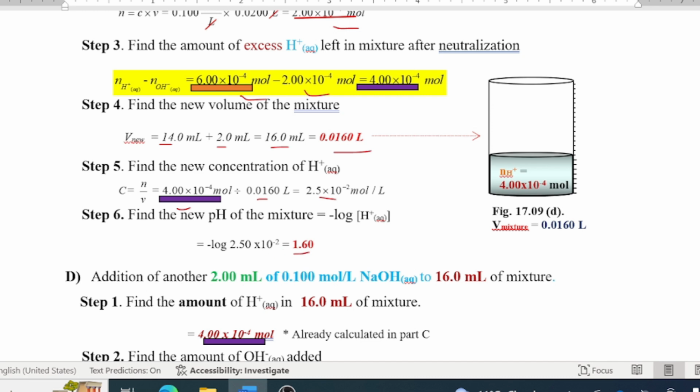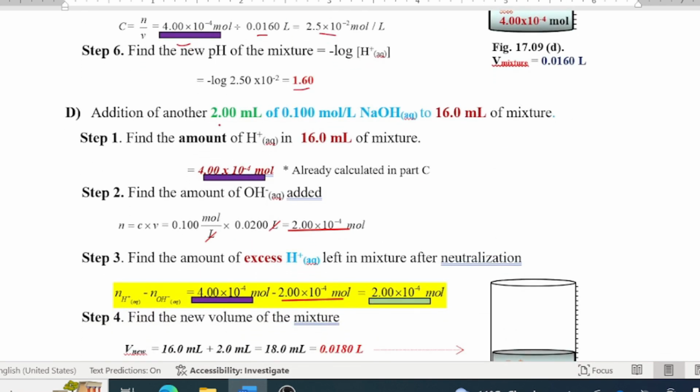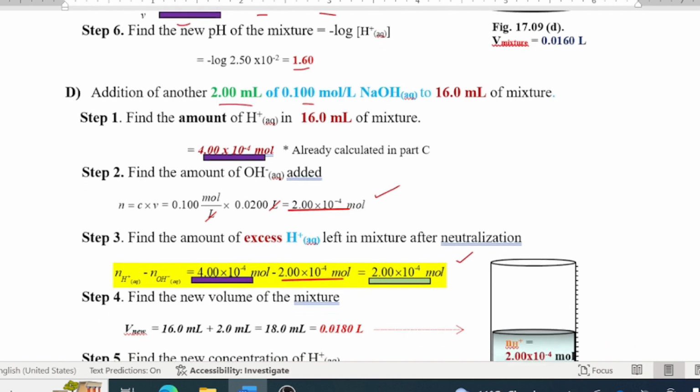Why? 2 reasons. You're removing some amount of H plus and you're adding more water there. Again, you add that, which translates into this. Then you subtract that from what was there before. You end up with that amount of new H plus in a newer volume now.